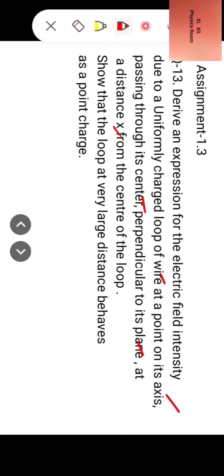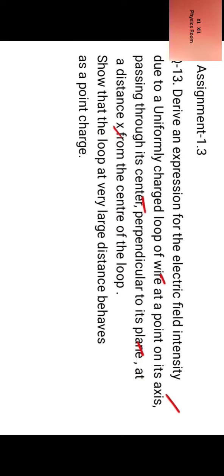So this is the question, almost the same article that you have done above. So you have to derive the same article under this question.